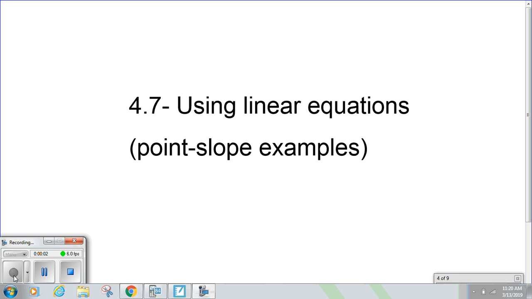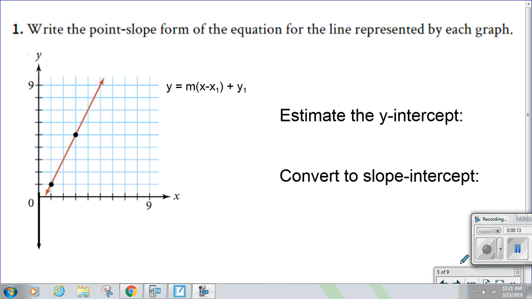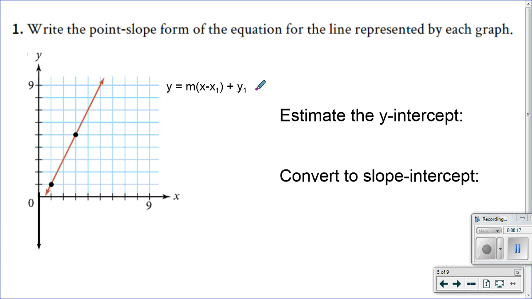All right, we've been doing a lot of linear equations, and we're going to continue that by doing a few more point slope examples, especially on graphs. So how do we find a point slope equation from a graph? Well, first let's remember what our point slope equation is.